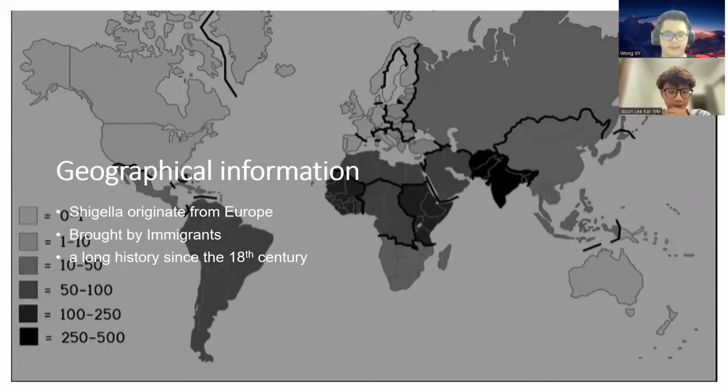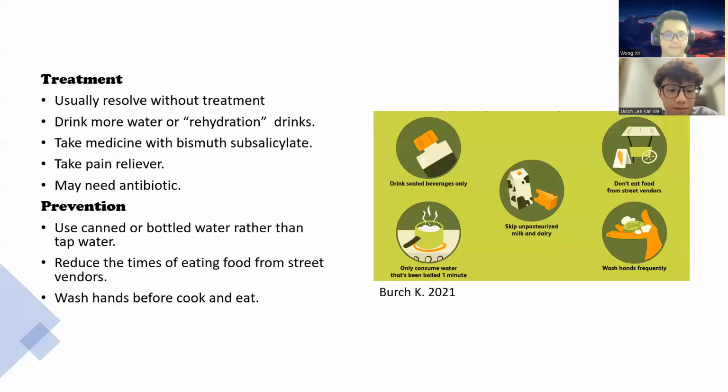Geographical information. Bacillary dysentery, Shigella, originated from European countries and was spread to the world through immigrants when European countries started to colonize the world. According to Nature Microbiology 2016, recent studies of more than 300 strains of type 1 Shigella dysentery show that the bacteria have a long history that dates back to the early 18th century.